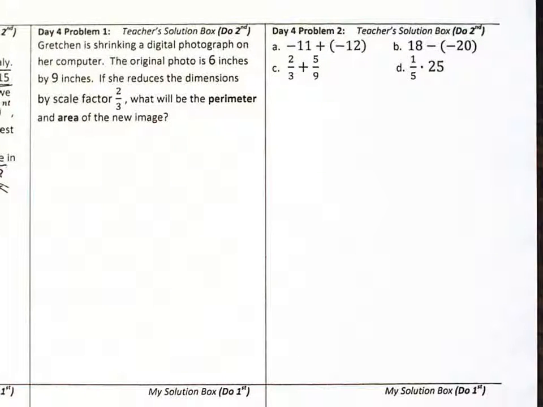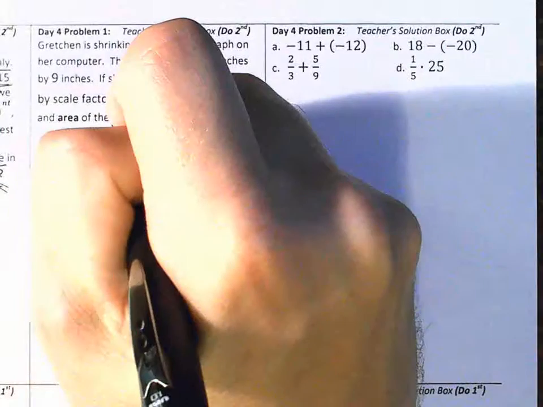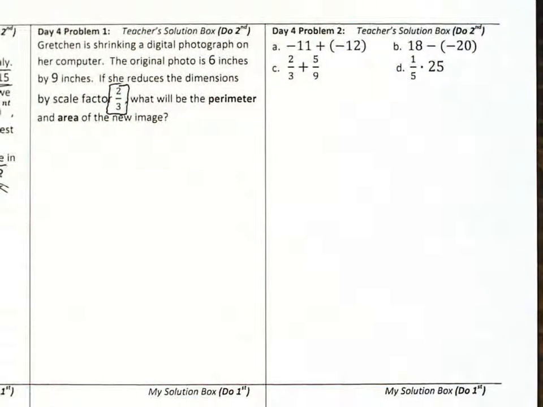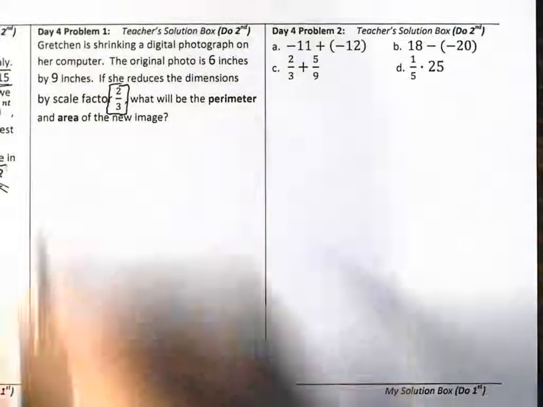Here's the solution for day 4, problem 1. Gretchen is shrinking a digital photograph on her computer. The original photo is 6 inches by 9 inches. If she reduces the dimensions by scale factor 2/3, what will be the perimeter and area of the new image?